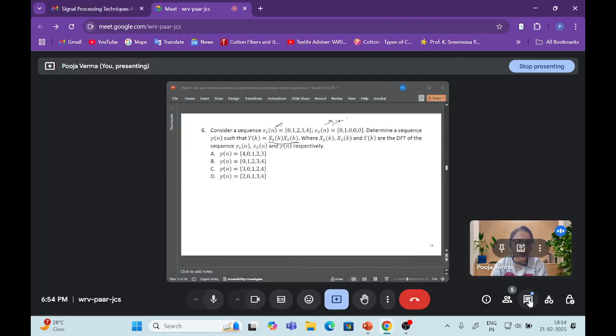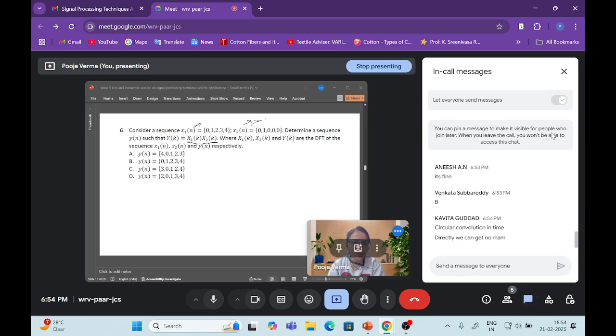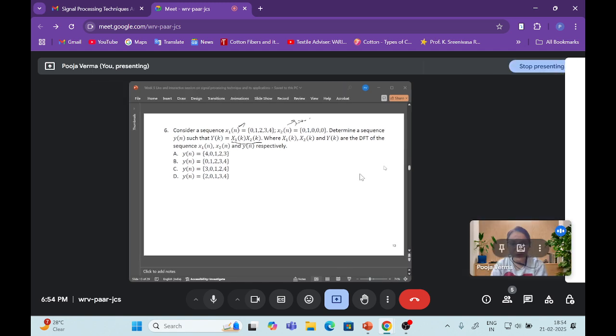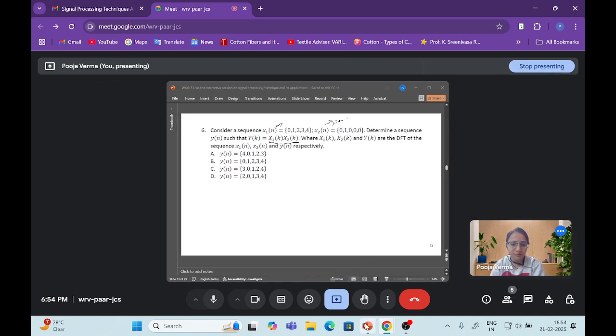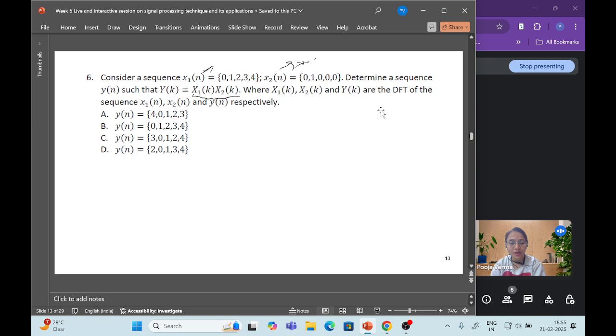Directly we can't get it from here. So sir has given one concept, circular convolution. We will solve this problem through circular convolution, because directly calculating is a very long process, as it is a 5-point DFT. First calculate X1(k), then X2(k), but it is very long.